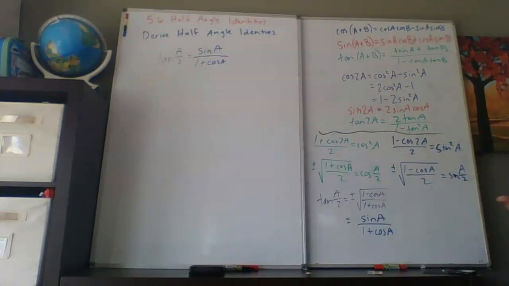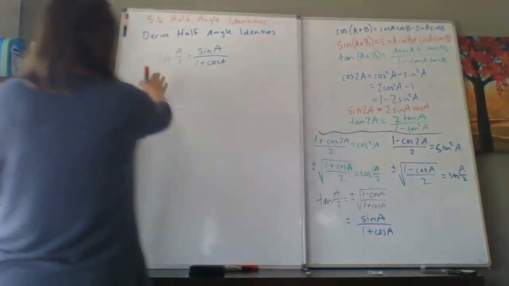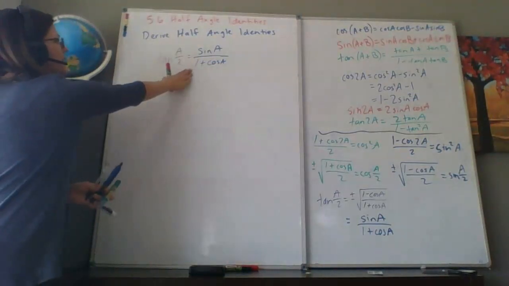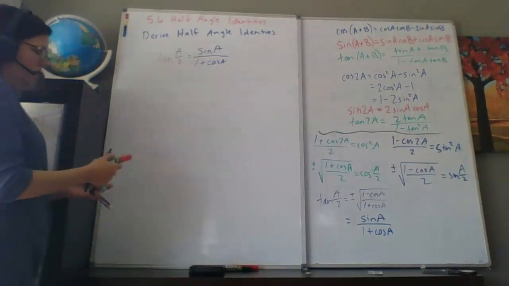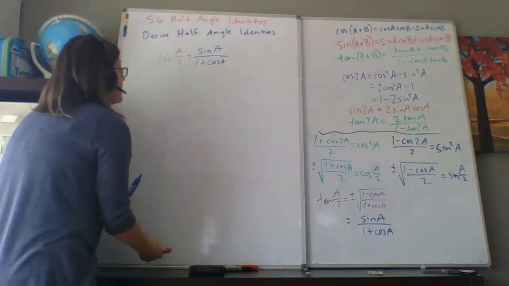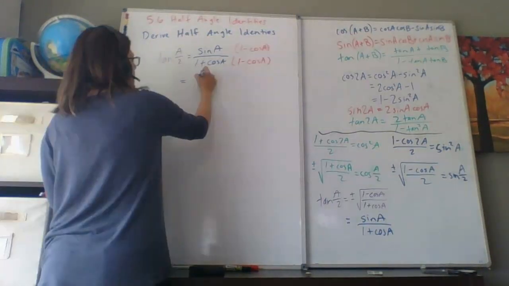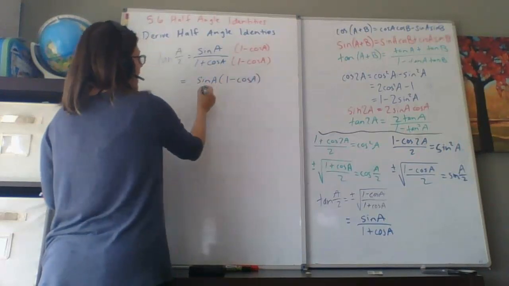However, there is a third, and so I'll go ahead and show you this derivation, but know that really these two are usually sufficient. So the way we get the third version is we just take this identity here and we multiply top and bottom by the conjugate of 1 plus cosine A. So we'll multiply top and bottom by 1 minus cosine A. I'm going to leave the sine of A factored out.